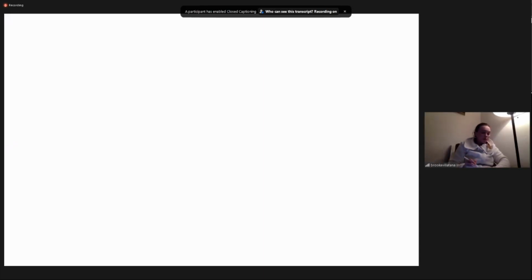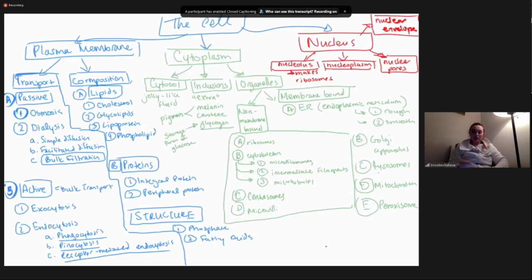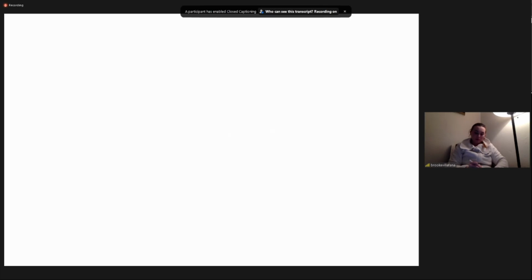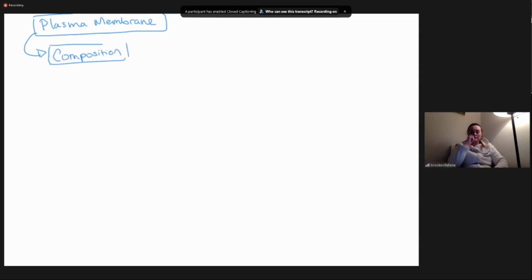Okay, so for the first topic, right? We're on the plasma membrane. So we're going to talk about basic composition and makeup of the plasma membrane first, and then we'll go into transport next. So we're going to start with composition. The plasma membrane is going to be our main topic. If you look at my notes, you'll see me do this: plasma membrane is the main topic, and then my subtopic is composition, right? So now I'm going to be talking about what the plasma membrane is composed of, okay?